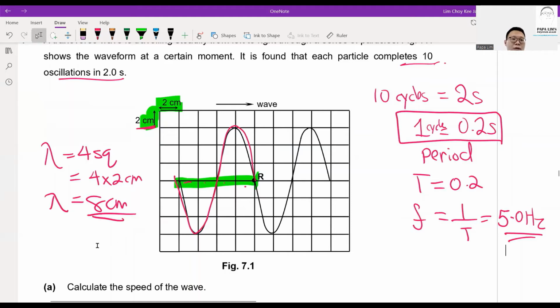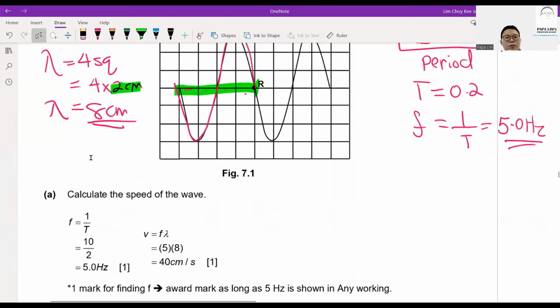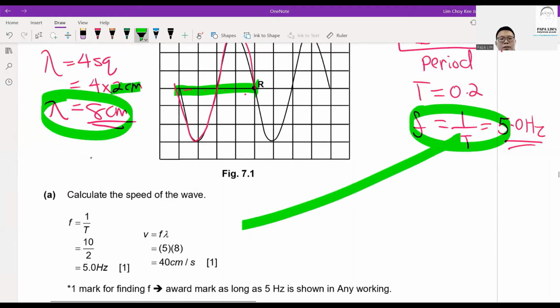So before you do anything, you need to get ready all the variables here, which should take you less than 30 seconds or 20 seconds maybe. But take note of the possible booby traps: the 2 cm, and the 10 cycles in 2 seconds. Some students mistakenly think that when we say 2 seconds, one cycle is 2 seconds, which is one of the quite common mistakes. Once you have all this, you can proceed to find the speed of the wave itself, using the formula v equals f lambda.